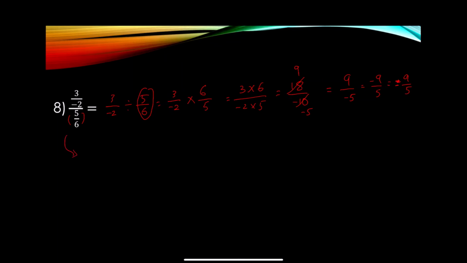Or it's 3 over negative 2 over 5 over 6. Far numbers, close numbers. Start with the far numbers and put them in the numerator. So it's 3 times 6 and negative 2 times 5. 3 times 6 is 18. Negative 2 times 5 is negative 10. Again, by 2 is 9, and by 2 is negative 5, which is 9 over negative 5, or negative 9 over 5.